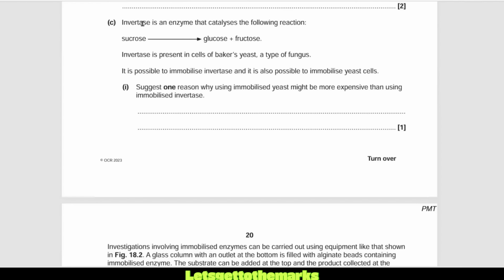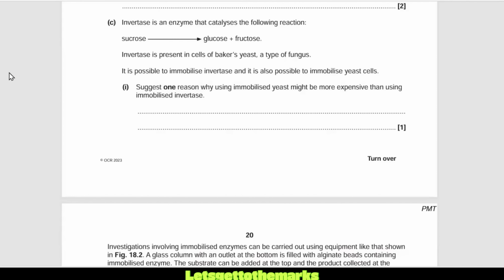Invertase is an enzyme that catalyzes the following reaction: sucrose to glucose and fructose. Invertase is present in cells of Baker's yeast, a type of fungus. It is possible to immobilize invertase, and it is also possible to immobilize yeast cells. Suggest one reason why using immobilized yeast might be more expensive than using immobilized invertase. Why don't you pause the video, have a go, and then unpause.